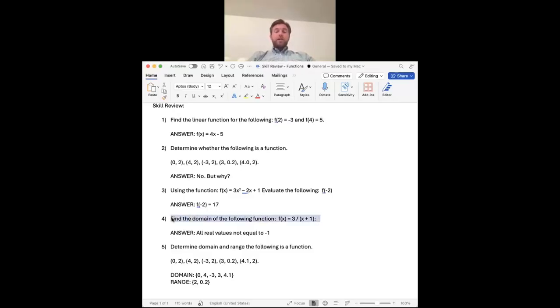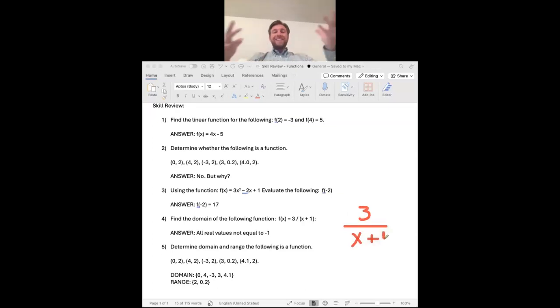Okay, domain. We're looking at functions still. We want to be able to find the domain. Looking at this function, 3 over x minus 1. Now, when you visualize this, it looks like this. I put the x minus 1 in parentheses to indicate the entire thing is in the denominator. So how would you articulate that? Well, I'm telling you what the domain is. It's all real values that are not equal to 1. Why is 1 not in the domain?